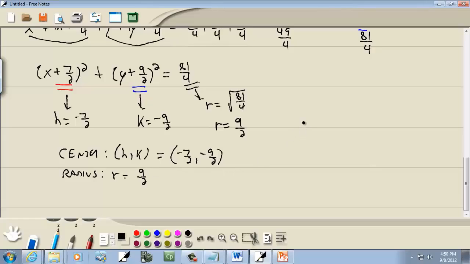Now, if you're wondering, why is it the opposite sign? In our standard form, we had (x - h) squared plus (y - k) squared is equal to r squared. Notice how these have a minus in here? Whenever you have a minus in there, that always flips the sign of whatever you're finding.